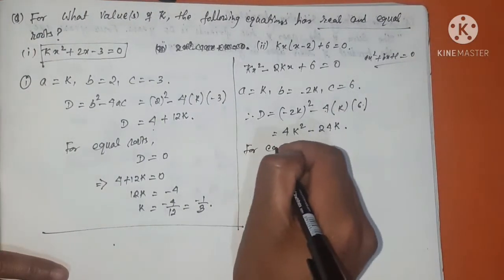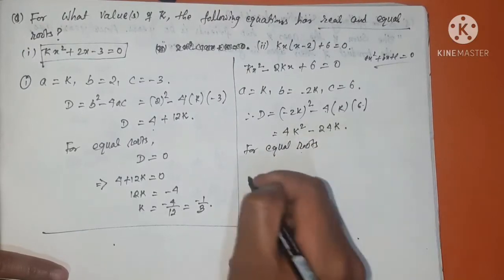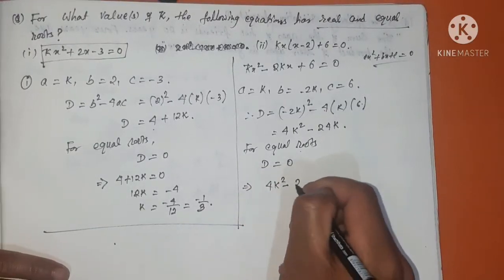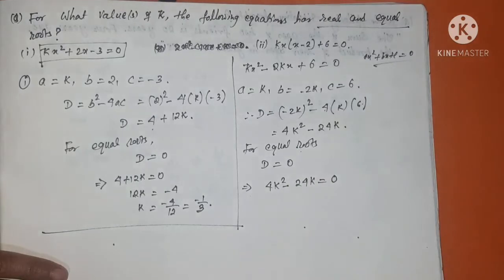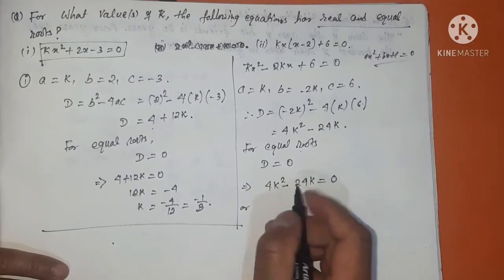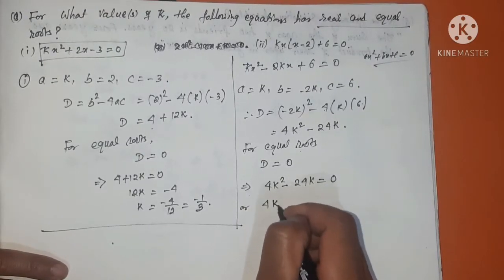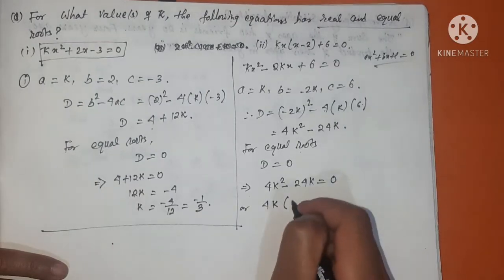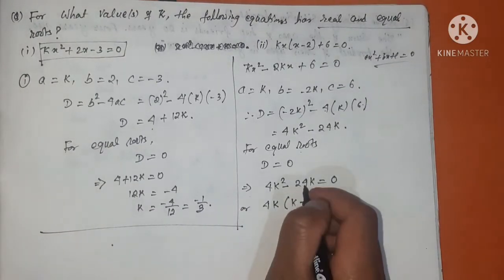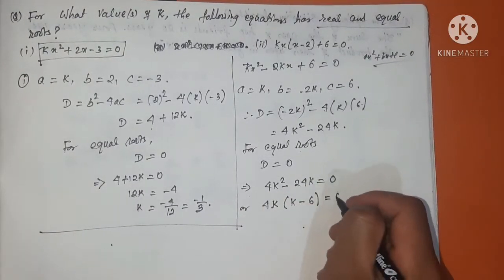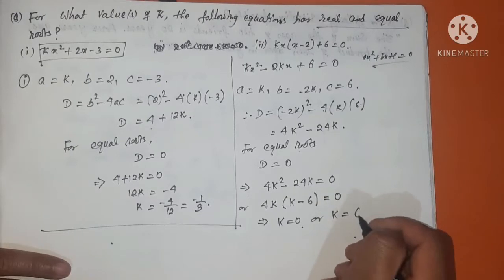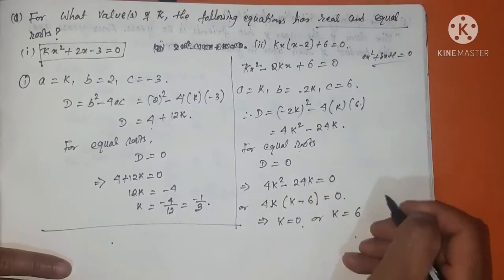Now for equal roots, D is equal to 0. This gives you 4k square minus 24k is equal to 0. Or simply you can write it, if you take 4k as common, you get k minus 6, because 4 sixes are 24, and k is already here, equal to 0. This gives you either k is equal to 0 or k is equal to 6.